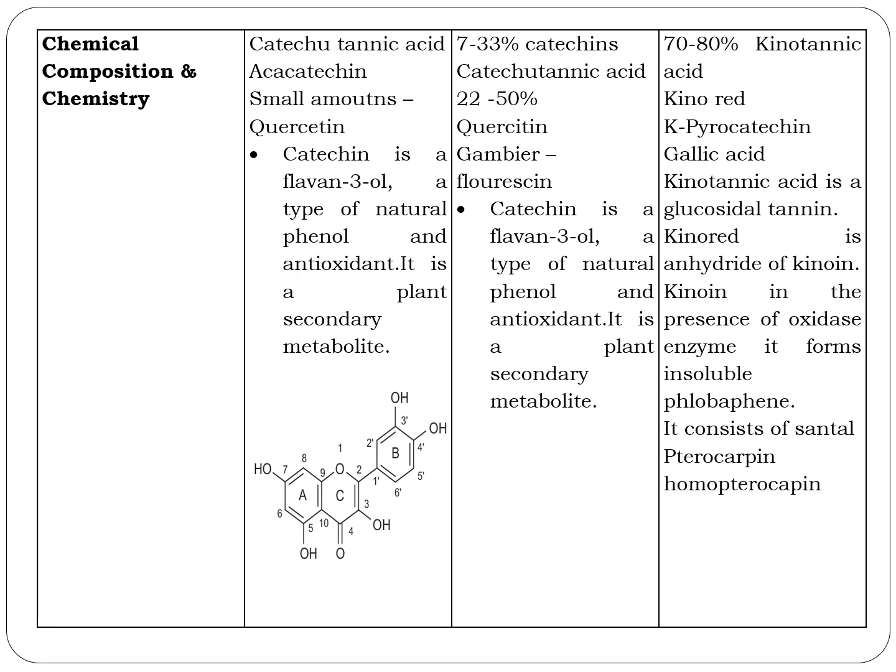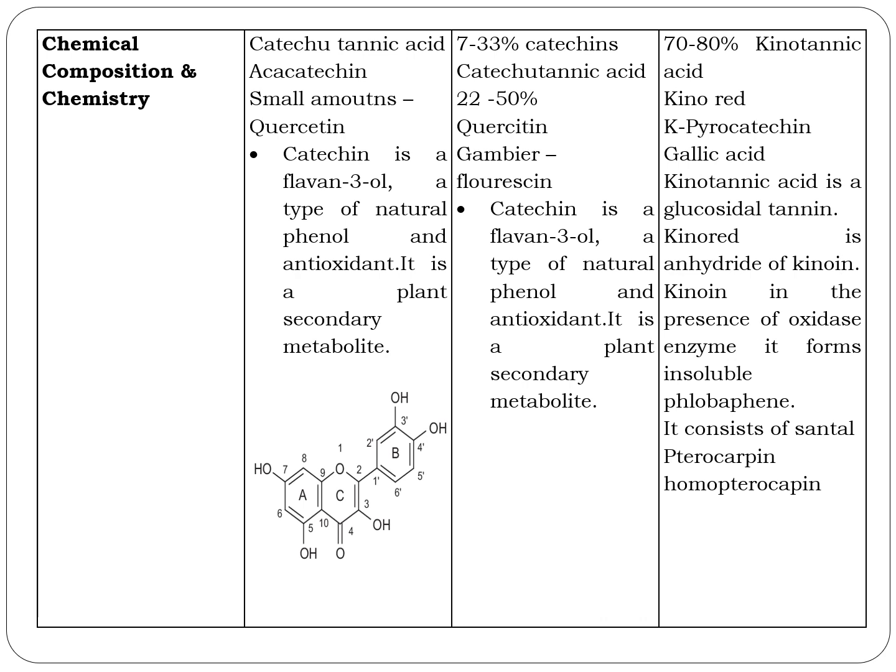So here the catechin is a flavantriol, a type of natural phenol and antioxidant. It is a plant secondary metabolite. Coming to Pterocarpus, it contains 70 to 80% of kinotannic acid, kino red and pyrocatechin, gallic acid.